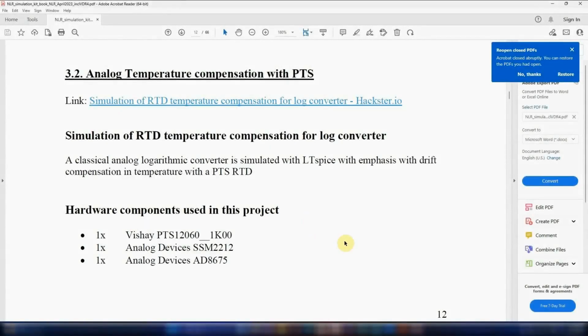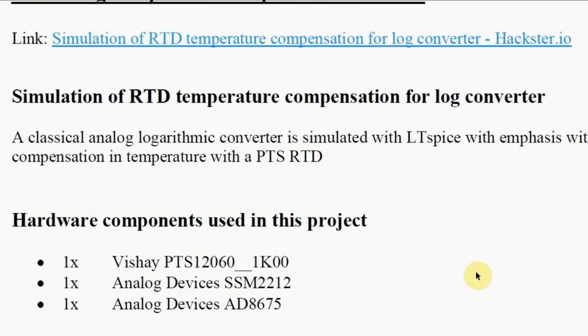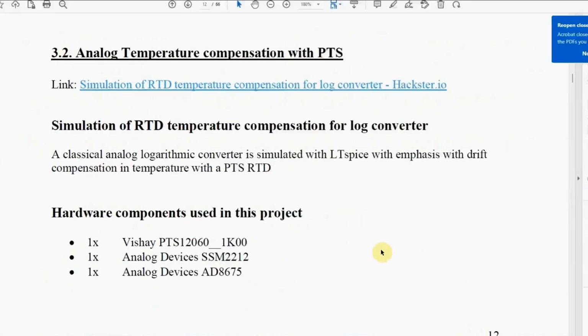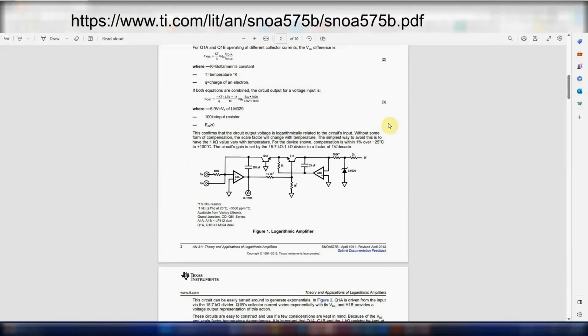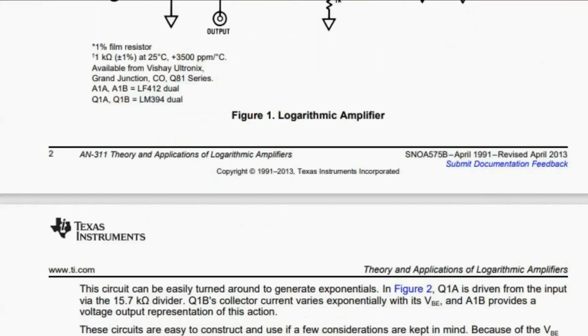Now we are going to show an example of application for the PTS, the platinum thin film SMD components. They will be used here as elements of temperature compensation of active elements in a logarithmic amplifier. This kind of device can still be found in some instrumentation applications in signal compression or conditioning. I found this circuit first in the book The Art of Electronics, but it appears as well in a tutorial of Texas Instruments on high-speed log amplifiers.